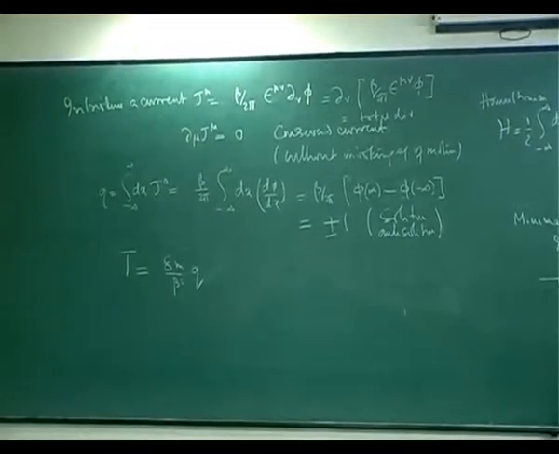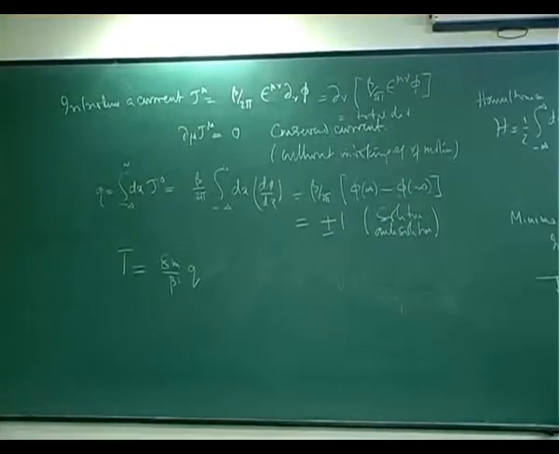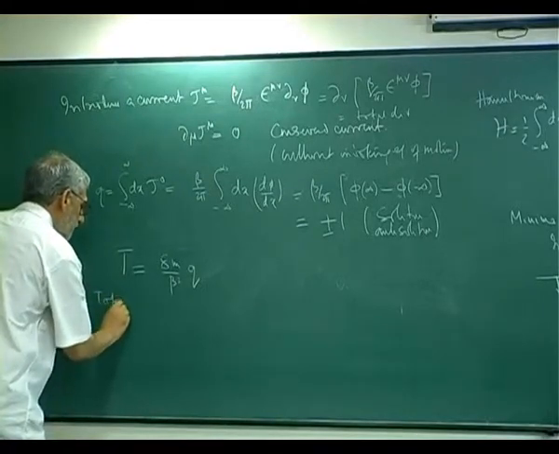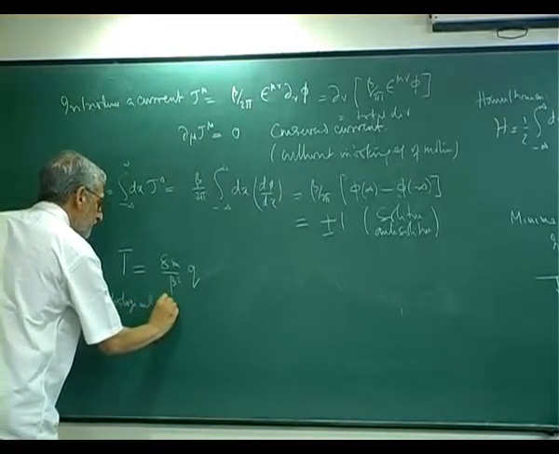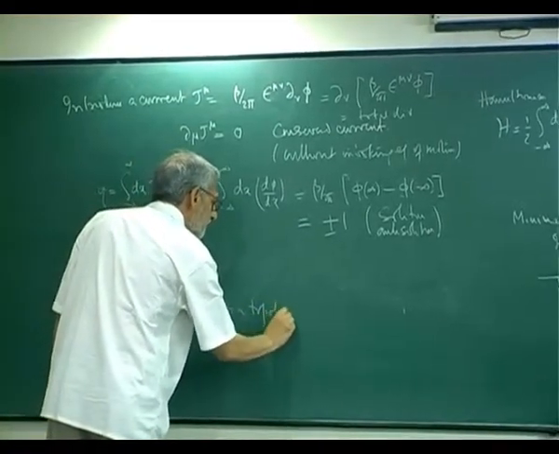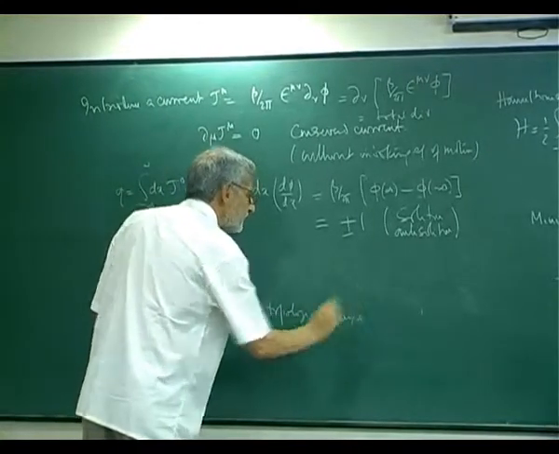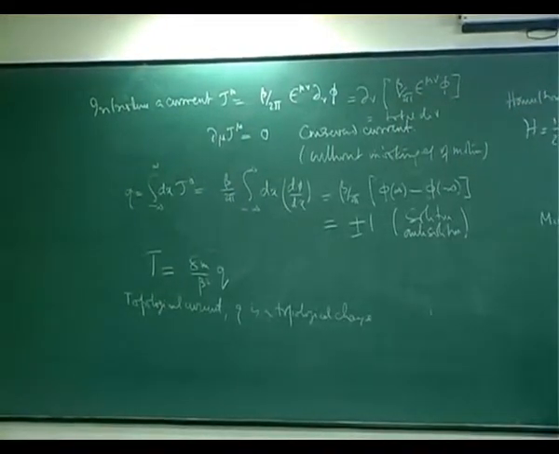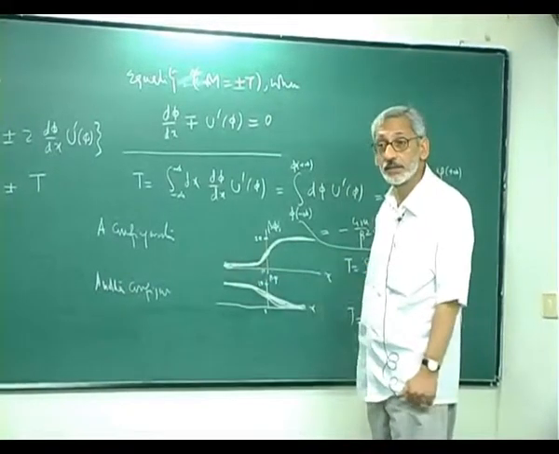Currents which are total divergences and are conserved without using equations of motion, such currents are called topological currents. And Q is a topological charge. Why the word topological? Because it measures topological properties of these kinds of configurations. It measures only the boundary values of these configurations.